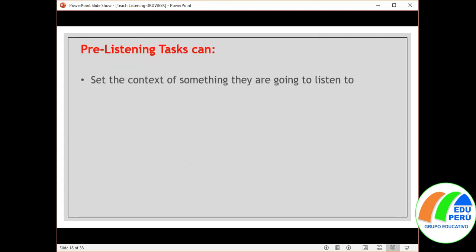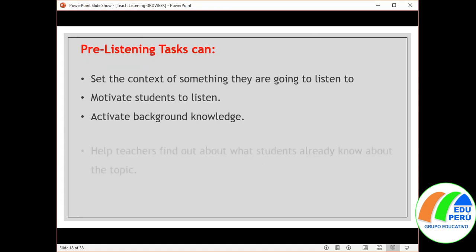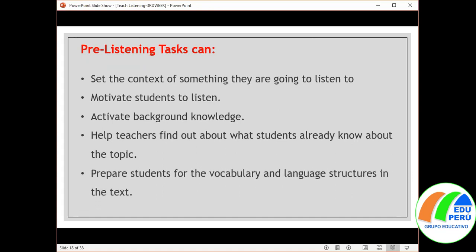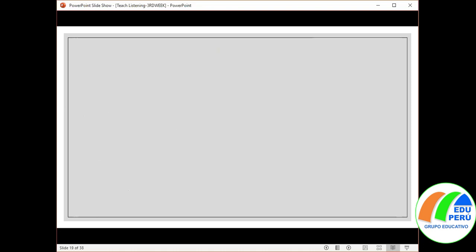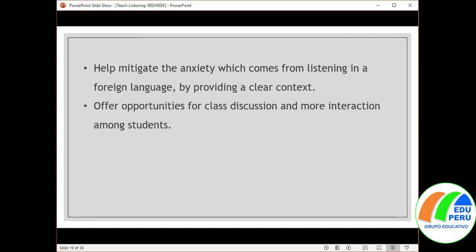Pre-listening tasks can set the context of something they are going to listen to, can motivate students to listen, activate background knowledge, help teachers find out about what students already know about the topic, prepare students for the vocabulary and language structures in the test, because you are going to pre-teach some vocabulary or some structures, help mitigate the anxiety which comes from listening in a foreign language by providing a clear context, offer opportunities for class discussion and more interaction among students. So notice all the advantages that we have in order to develop the pre-listening activities.